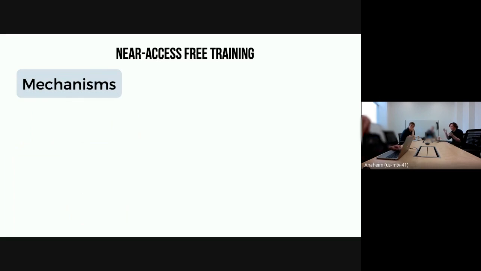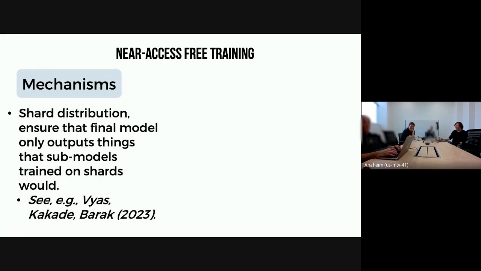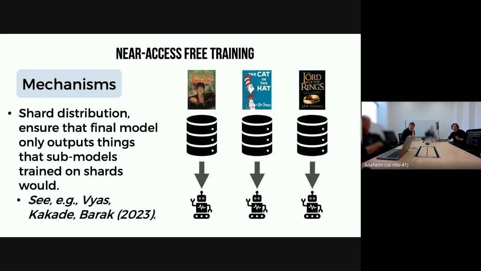There's also getting to some differentially or close to differentially private training techniques. You can do near access free training. This is a new technique proposed this year, where you shard the distribution of data. You ensure that the final model only outputs things that the submodels trained on shards would. And I'll walk through that really briefly.